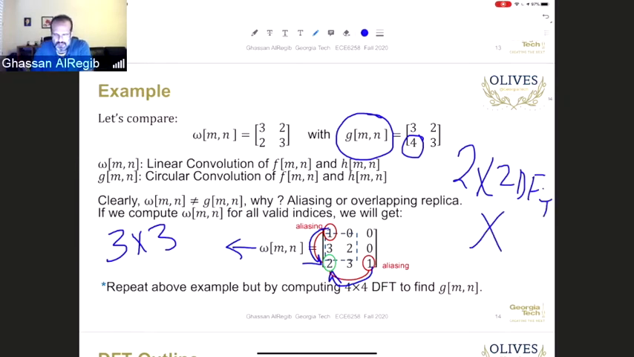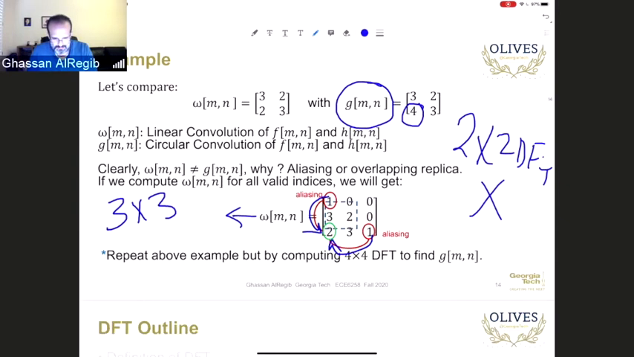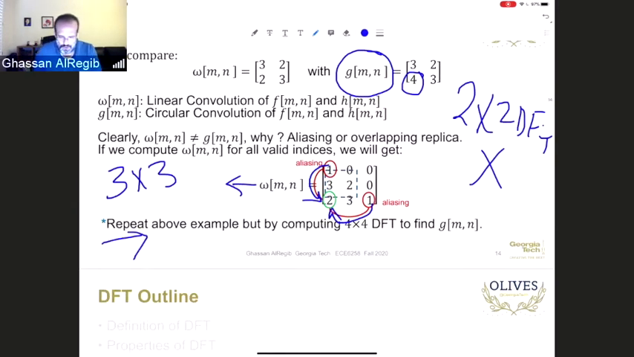That's basically the wrong dimension to avoid this issue in here, overlapping in the replicates. So what I told you as a practice is to use a 4 by 4 DFT. So now you pad with zeros, and then you do the same process. You calculate the DFT for F, DFT for H, 4 by 4 DFT, multiply, take the inverse, then you should get a match to this number here, to this W in here. So you get 2, 3, and 3, 2.